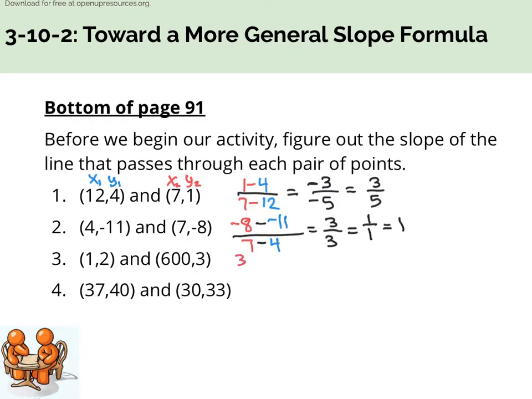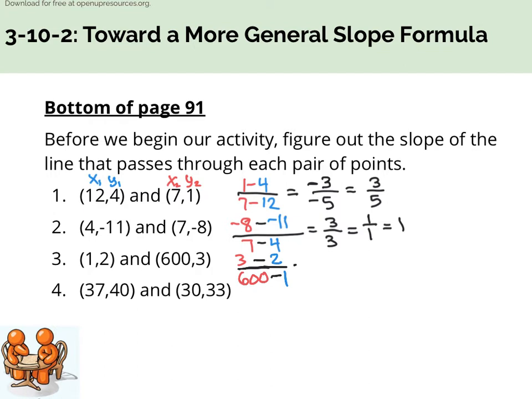So we're going to say 3 subtract 2 all over 600 subtract 1. So let's do 3 subtract 2.